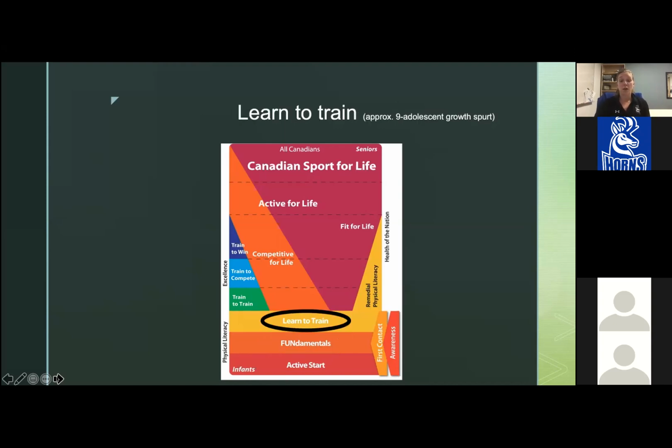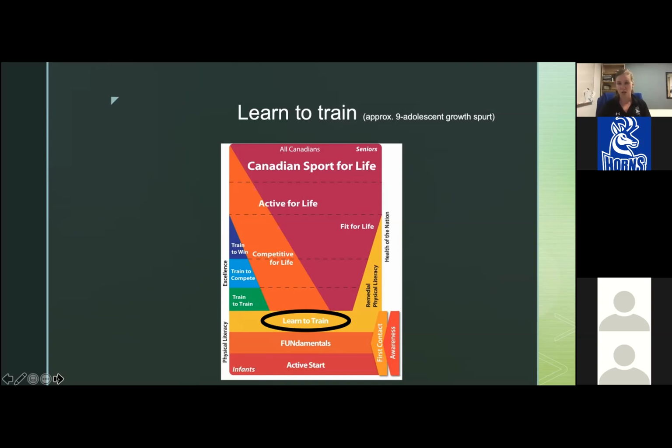So as we move up to learn to train, we see it's approximately 9 to that adolescent growth spurt. So that's going to be different. And so there's really no age that we can say that it starts or ends at. But again, in this learn to train, you're going to see that we're understanding basic rules, tactics, strategies, and games, things like that. And then opportunities to participate in multi-sports with competition is typically here.